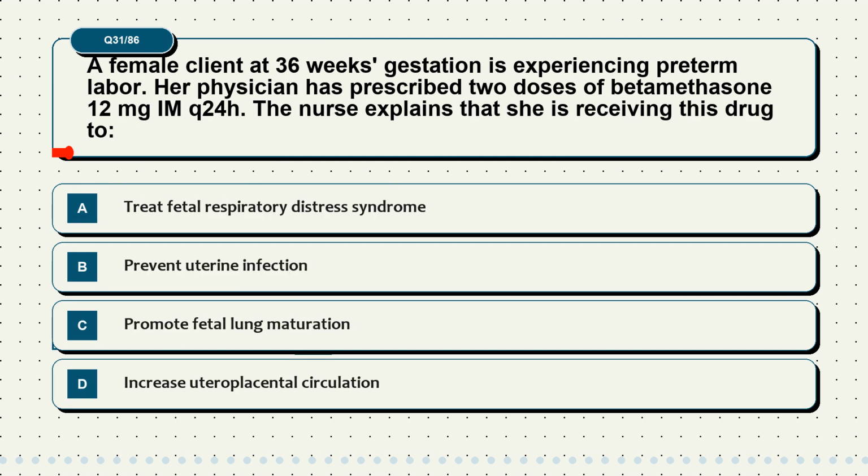Question 31. A female client at 36 weeks gestation is experiencing preterm labor. Her physician has prescribed 2 doses of betamethasone 12 mg IM every 24 hours. The nurse explains that she is receiving this drug to. Here are the options. Option A. Treat fetal respiratory distress syndrome. Option B. Prevent uterine infection. Option C. Promote fetal lung maturation. Option D. Increase uteroplacental circulation.